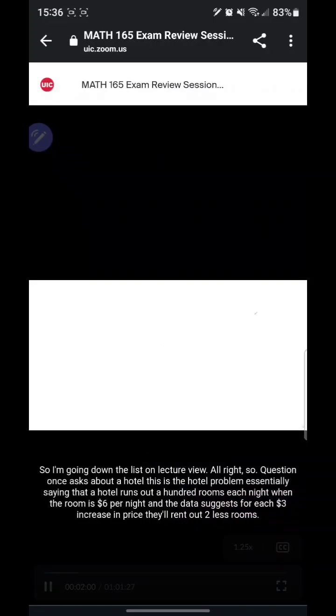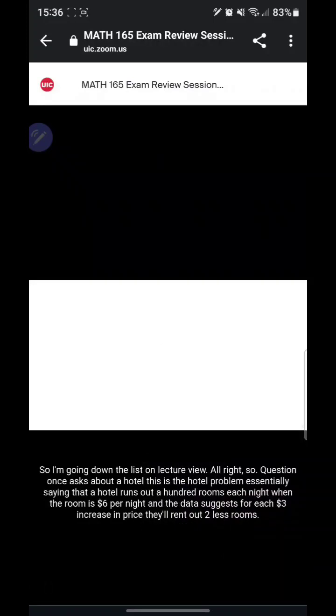All right, so question one asks about a hotel. This is the hotel problem. Essentially, a hotel rents out 100 rooms each night when the room is $60 per night. And the data suggests for each $3 increase in price, they'll rent out 2 fewer rooms.